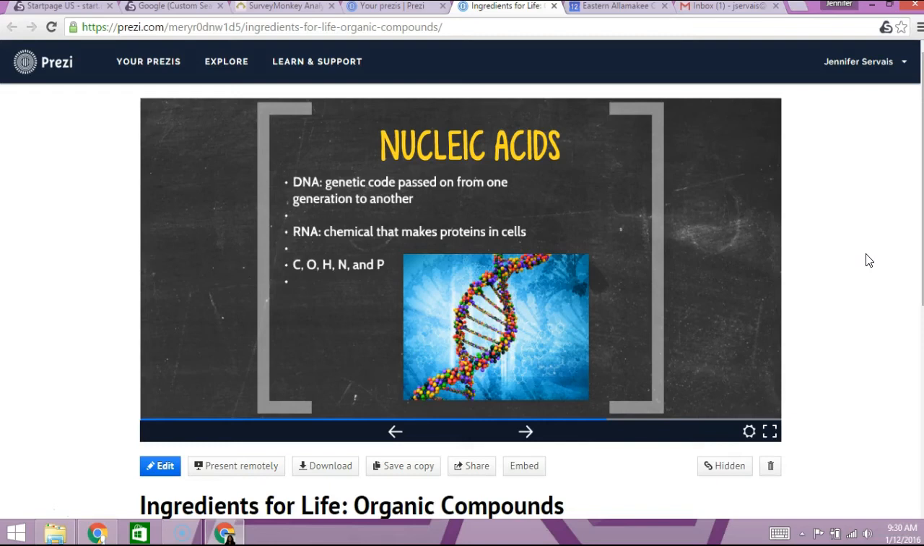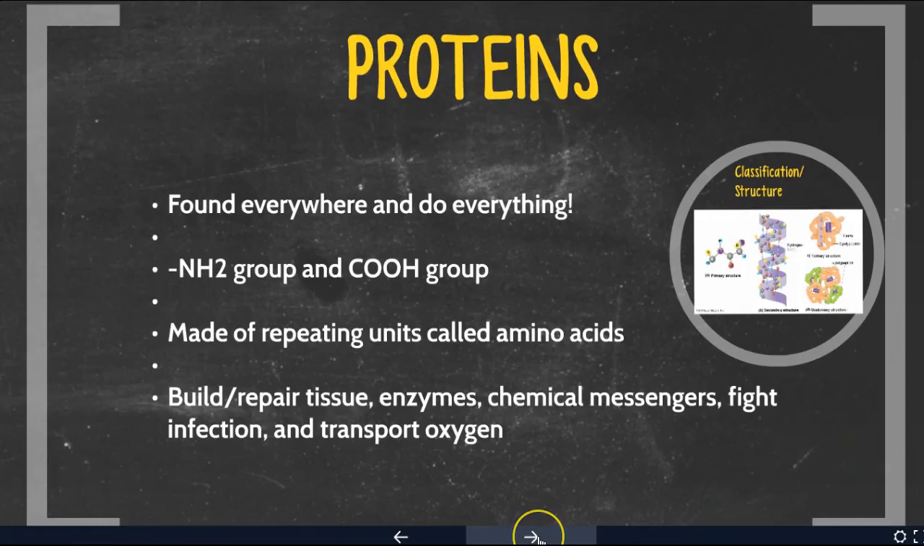Chemically, nucleic acids are made up of carbons, oxygens, hydrogens, nitrogens, and phosphorus. The monomer for a nucleic acid is called a nucleotide. And you'll see how nucleotide works when we get to the genetics unit. A long chain of nucleotides is what will make up DNA and RNA. So the monomer is called a nucleotide. And then the polymer for a nucleic acid would be the DNA or the RNA, which is also the two different examples.